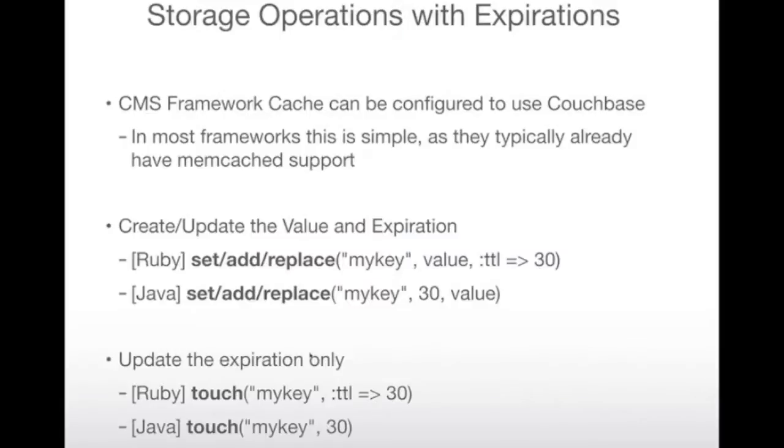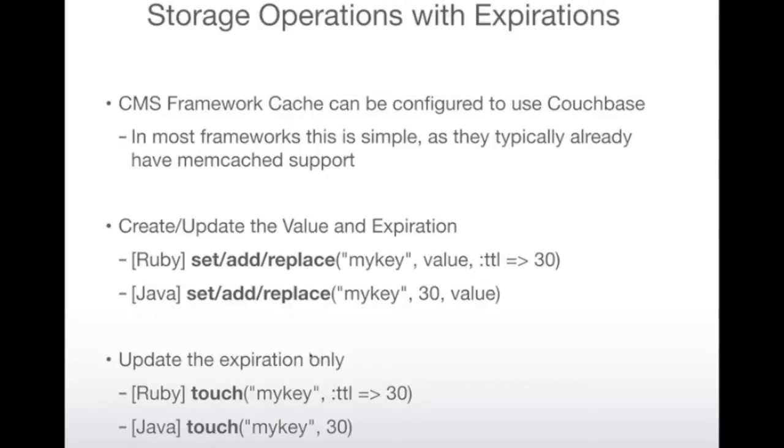Expirations. So storage operations with expiration. Basically, many CMS frameworks, I know Rails, we have Rails support and other support for other frameworks, where you can simply use Couchbase for your cache, just like Memcached. Anything that supports Memcached, you can point it at Couchbase port 11211, and it'll work just the same, only the performance will be slightly better because it's distributed. So in most frameworks, it's pretty simple. And for Couchbase and Rails in particular, that one I'm very familiar with. A few lines of code, and you're using it for all your Rails caching.